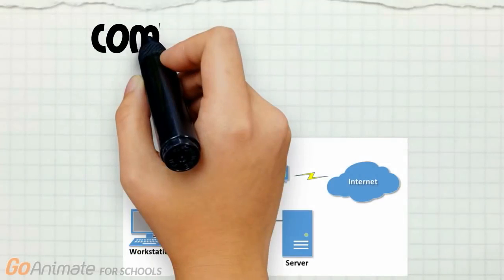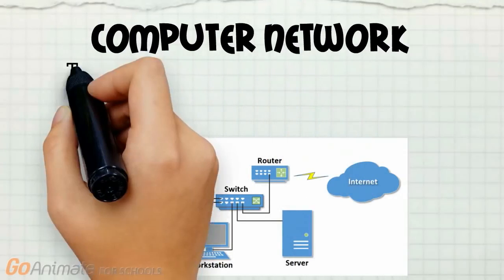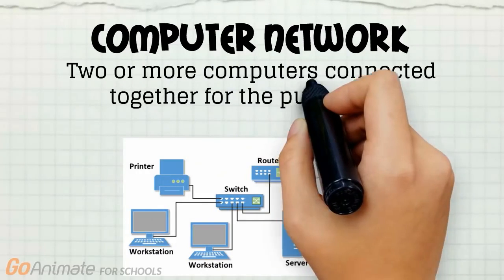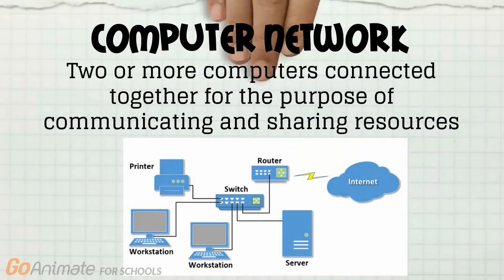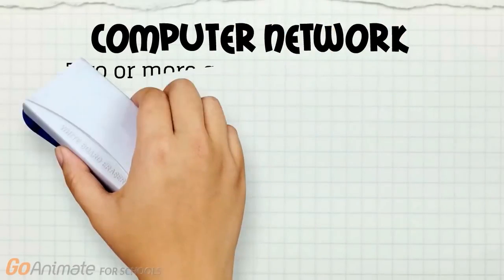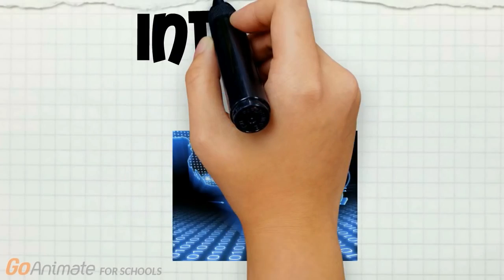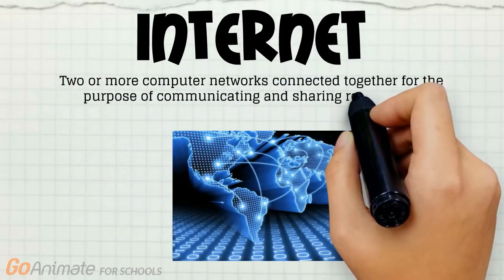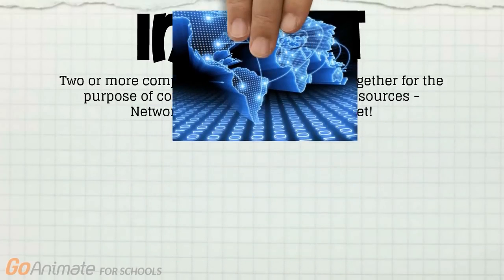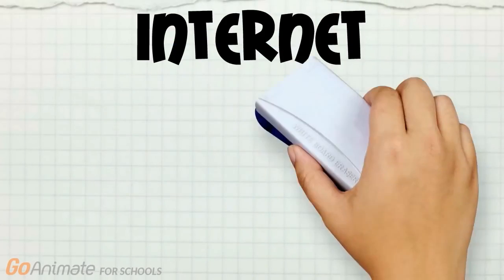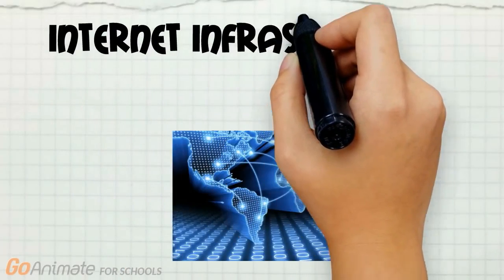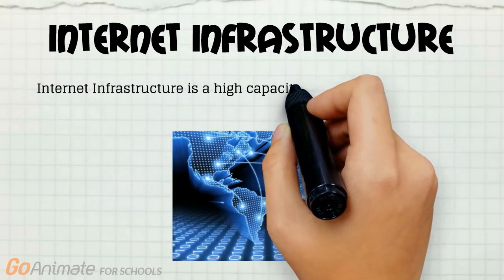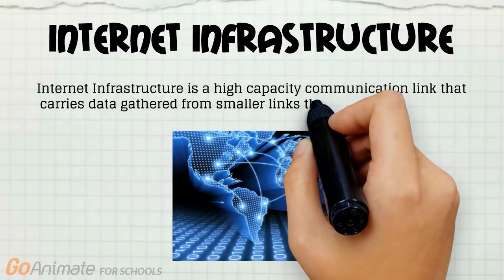A computer network is two or more computers connected together for the purpose of communicating and sharing resources. Two or more computer networks connected together for the purpose of communicating and sharing resources. A network of networks is called the Internet. Internet infrastructure is a high-capacity communication link that carries data gathered from smaller links that interconnect with it.